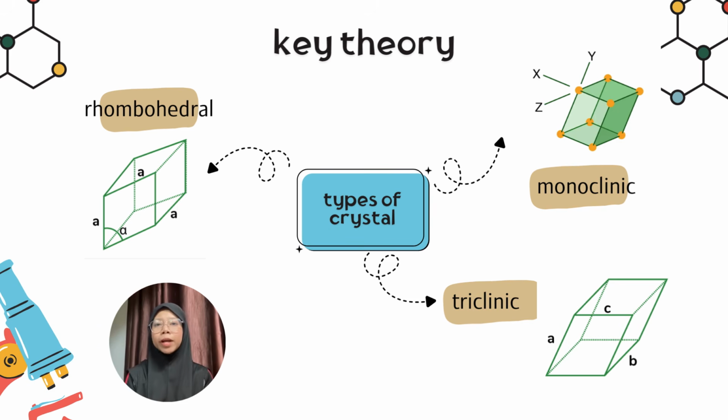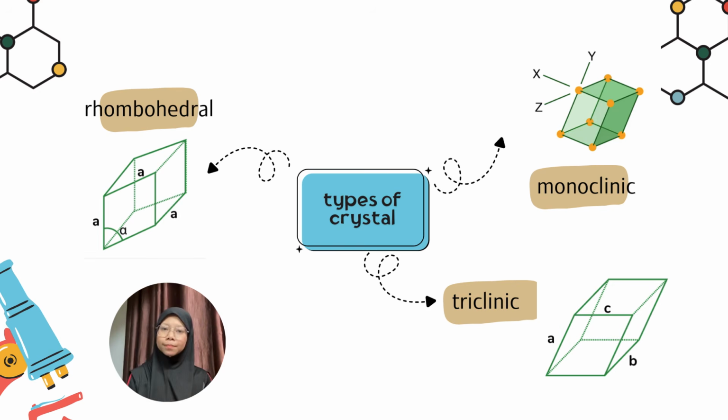Moving on to rhombohedral. All three axes are equal in length, but none of them are perpendicular. The crystal faces are identical in size and shape. After that is the monoclinic system. All axes are unequal, but only two axes are perpendicular, while the third is inclined. Finally, the triclinic system is the least symmetrical. All three axes are unequal in length, and none of them are perpendicular to each other.